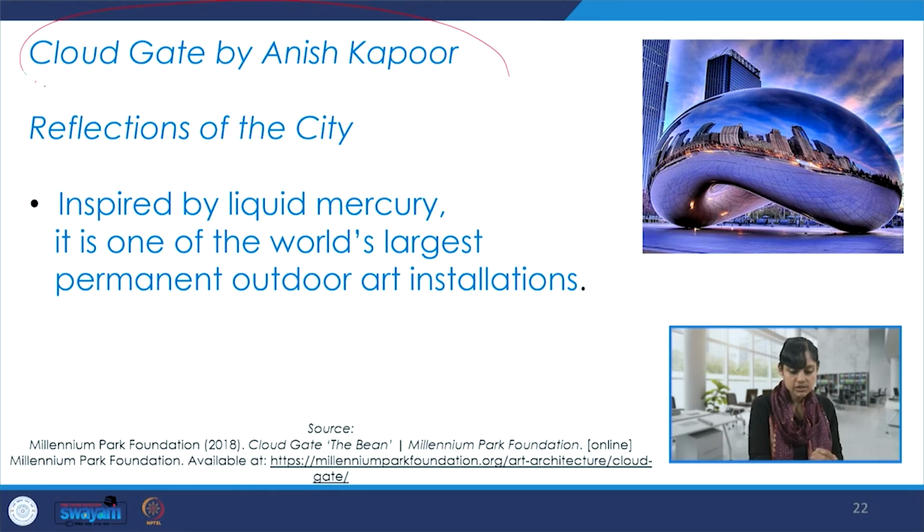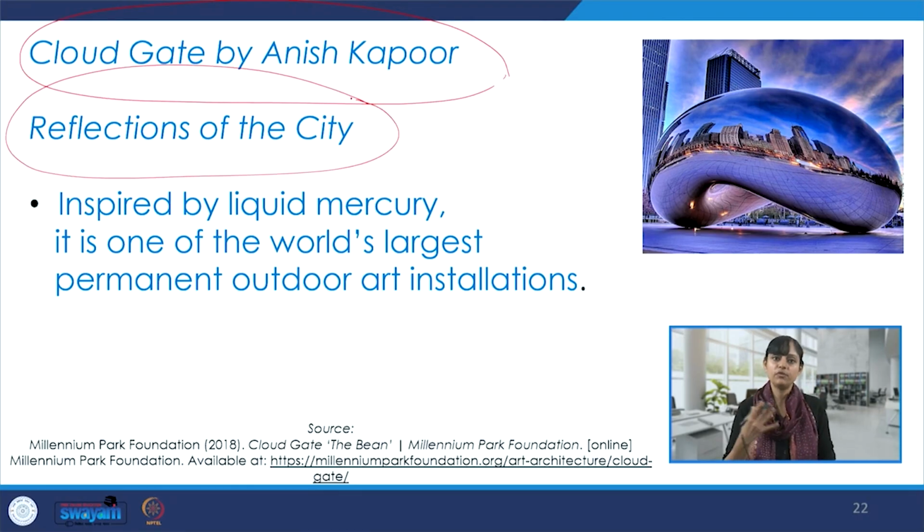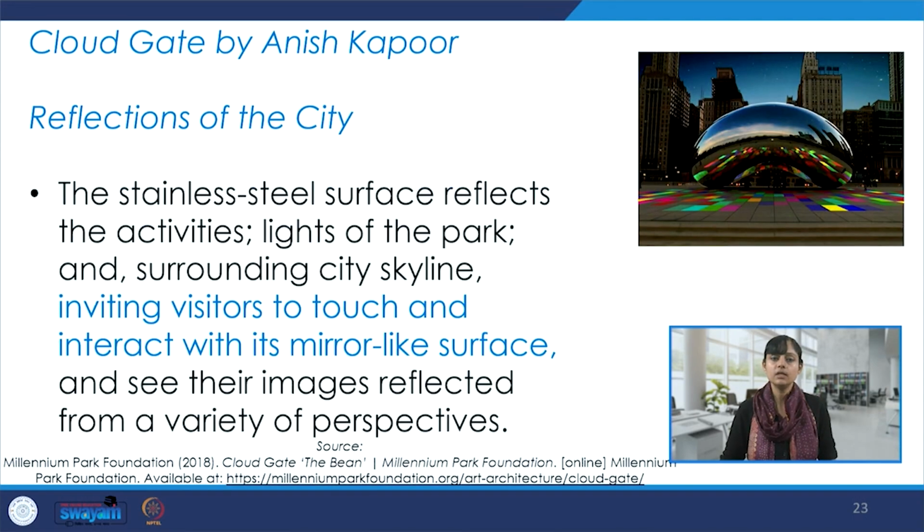So this installation is very interesting and it creates reflections of the city because of the type of material chosen and the design which has been created. Inspired by liquid mercury, it is one of the world's largest permanent outdoor art installations. So, of course, massive like I told. The stainless steel surface reflects the activities, lights of the park and surrounding city skyline, inviting visitors to touch and interact with its mirror-like surface and see their images reflected from a variety of perspectives.